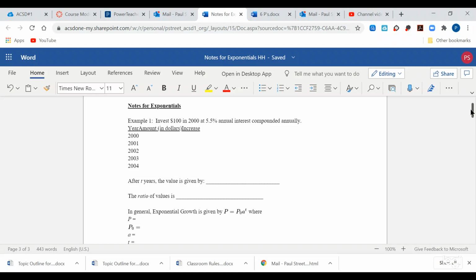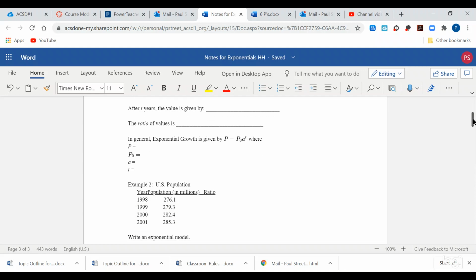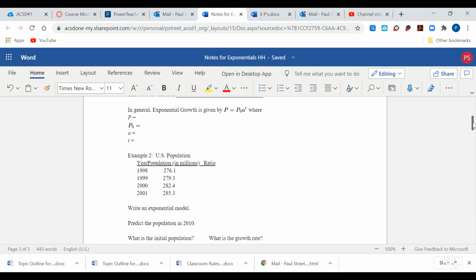So I'm going to move this down a little bit. Now we're going to say, in general, an exponential growth is given by P equals P sub 0 a to the t. What does the P represent there?